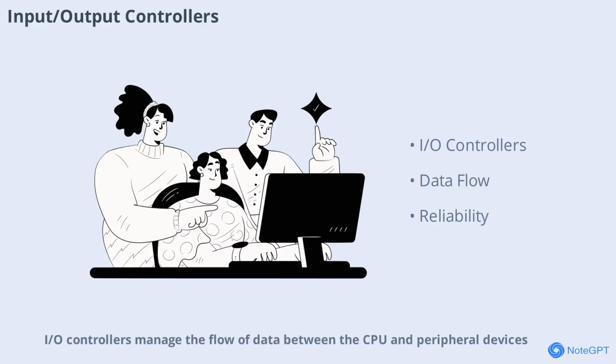I/O controllers manage the flow of data between the CPU and peripheral devices. They handle communication protocols, error checking, and buffering, ensuring that data moves efficiently and reliably throughout the system.